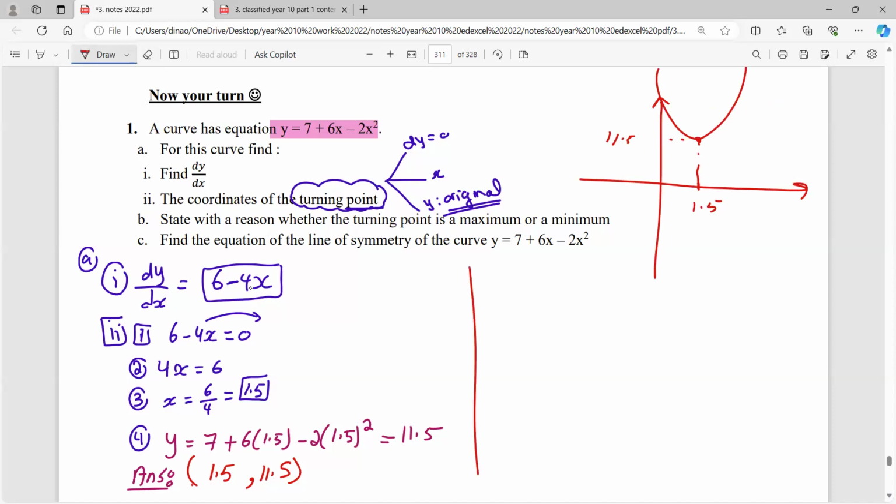Question B says: state with a reason whether this turning point is a maximum or a minimum. Of course, definitely we know that what I drew is going down. Oh my, sorry. This is a maximum. Why is it a maximum?